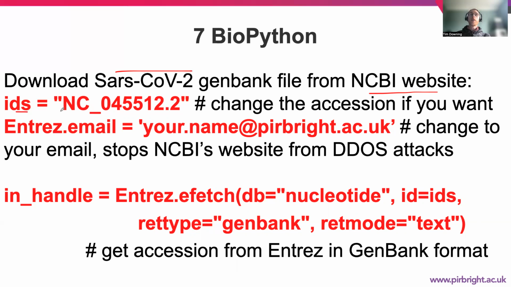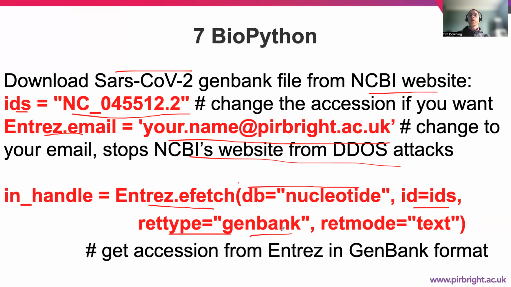So we set up a variable IDs to be equal to the accession number. You can change this for your accession number if you want. You need to give Entrez your email, and this is particular code, Entrez.email, and put in your name and your email address. It's just for the NCBI website's procedures to avoid getting too many requests from the same person. And then we have Entrez.efetch, so that will go to the Entrez database and ask for the nucleotide version of these IDs. So it could be more than one ID here. We just have one in our list, but we could have many. Return type is GenBank in this case, but it could be FASTA. And we're looking for text back. And that's stored in this file handle.